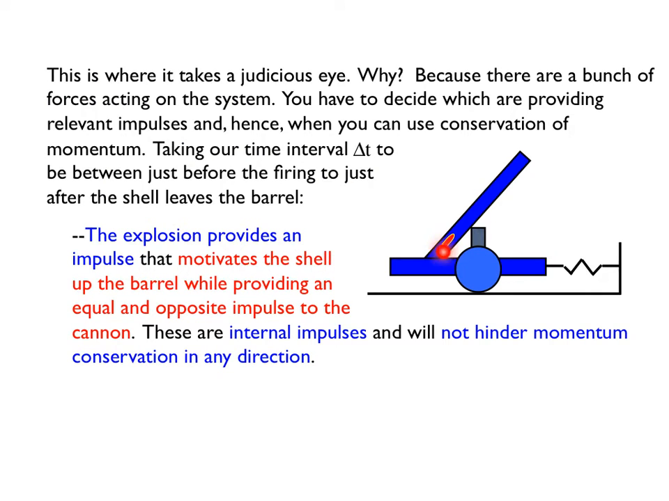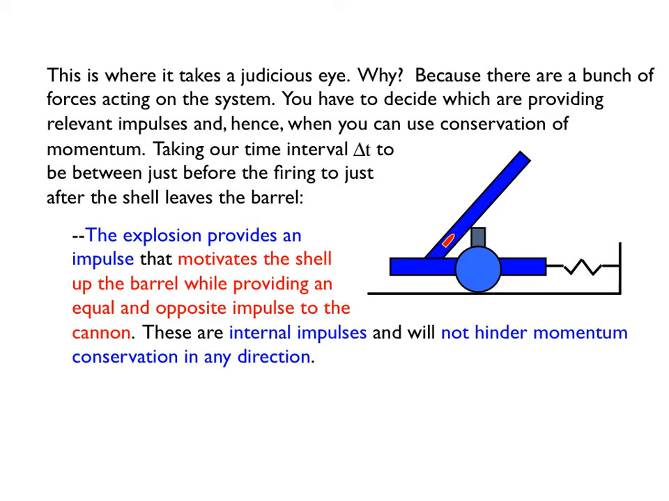The explosion itself is going to produce an impulse which is going to motivate the shell up the barrel. It will produce an equal and opposite impulse on the cannon, which will effectively motivate the cannon in this direction. If the cannon was out in space, it would have motivated it in this direction, but there happens to be a really large normal force acting here between the ground and the wheel. And so the net effect is that you're going to end up getting motion in the x direction but not in the y direction.